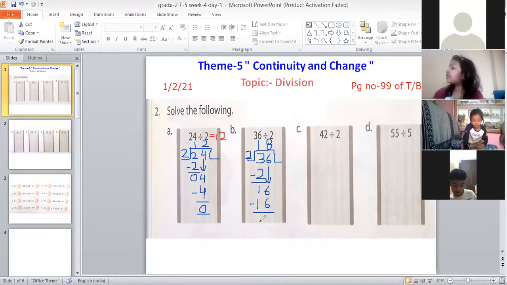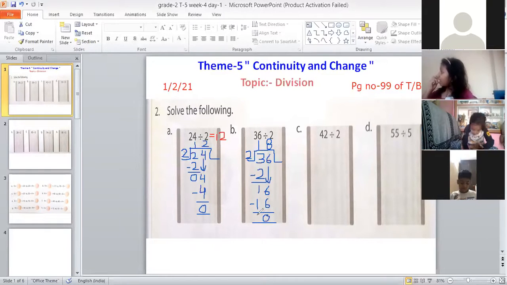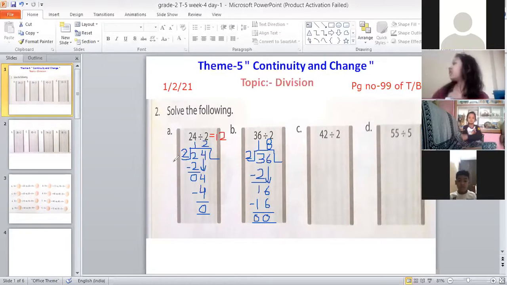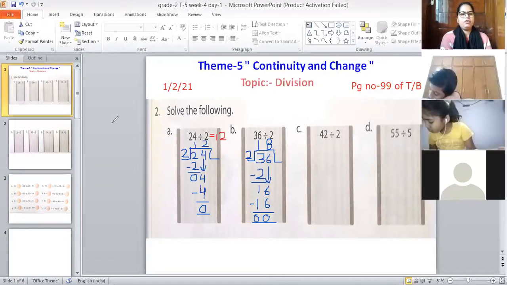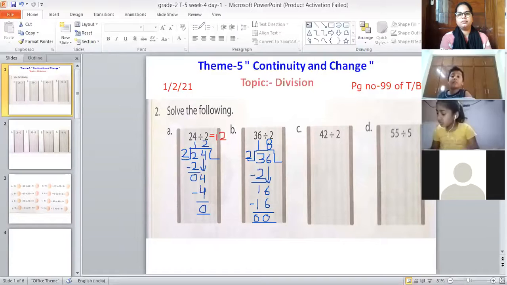Okay, Riyansika, 6 minus 6? 0. Very good. And 1 minus 1? 0. Very good. That's the correct answer now. Okay, Pathan, you tell me what is the answer? 18, ma'am. Very good. So we will put the equal to symbol beside the second bit, and then we will write 18 also.